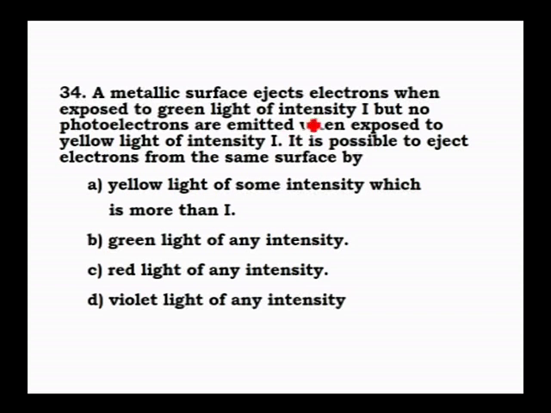Then, a metallic surface ejects electrons when exposed to green light of intensity I, but no photoelectrons are emitted when exposed to yellow light of intensity I. It is possible to eject electrons from the surface by the concept taught earlier, so use that concept. Increasing order of wavelength: green light incident emits electrons, yellow light does not, which means orange and red will not either. What remains are only violet, indigo or blue. So that option is: it may be violet of any intensity. Therefore the fourth option is correct.